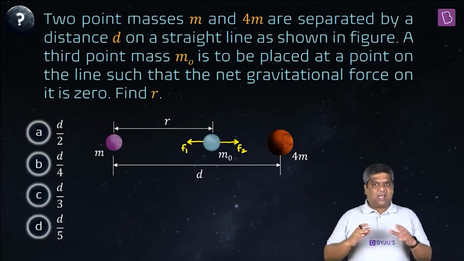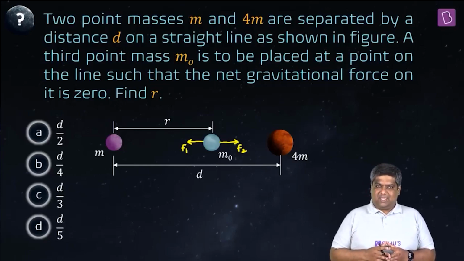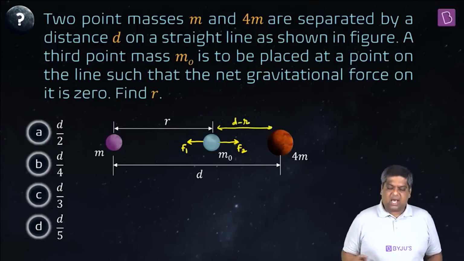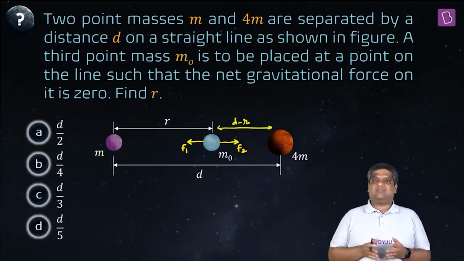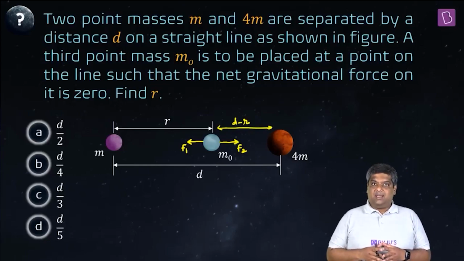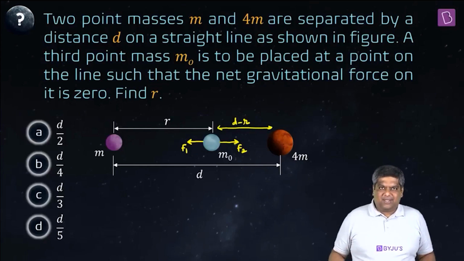That means the magnitude of the gravitational force of attraction between m and m0 and between 4m and m0 must be the same, right? Now, if this distance is r as mentioned in the problem, this distance will be d minus r. Now we know the masses, we know the distance. All we have to do is substitute for the force and solve for the value of r. And according to the options, we are clear that we should get r in terms of d, the distance of separation between m and 4m. So what are we waiting for? Let us start.